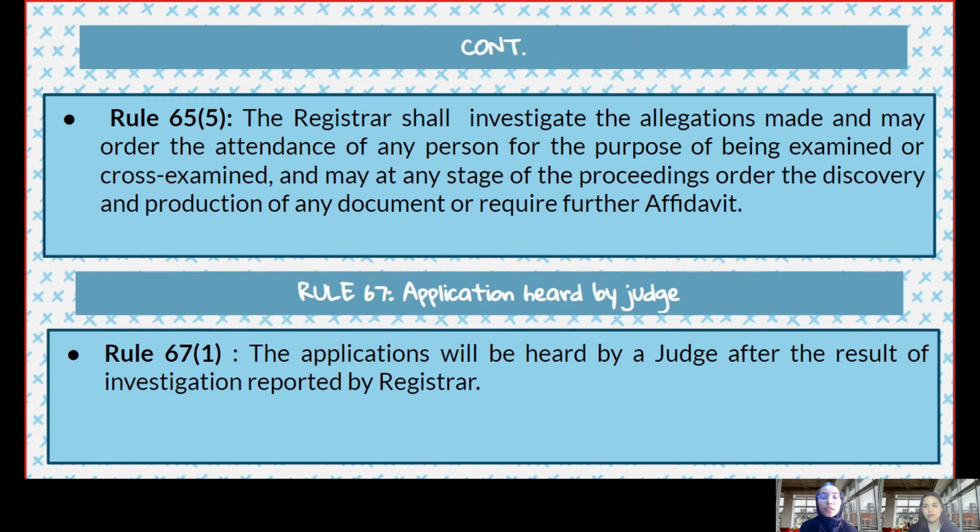Okay, continuing with Rule 65, Paragraph 5. The registrar shall investigate the allegation made and may order the attendance of any person for the purpose of being examined or cross-examined, and may at any stage of the proceeding order the discovery and production of any document or require a further affidavit. And lastly, according to Rule 67, Paragraph 1, the application will be heard by a judge after the result of the investigation is reported by the registrar.